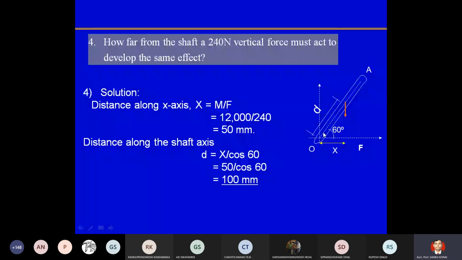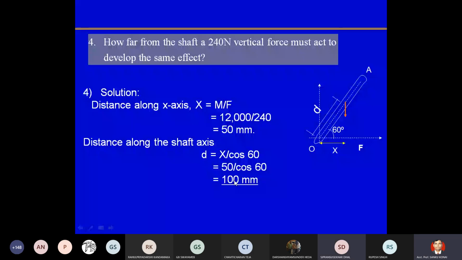Okay. Or by seeing the geometry, you can directly say that d cos theta into 240 will be your 12,000 Newton millimeter. From there you can get d in millimeter. That is the answer for this question. So how far from the shaft must a 240 Newton vertical force act to develop the same effect? The answer is 100 millimeter from the point O. Is it clear?